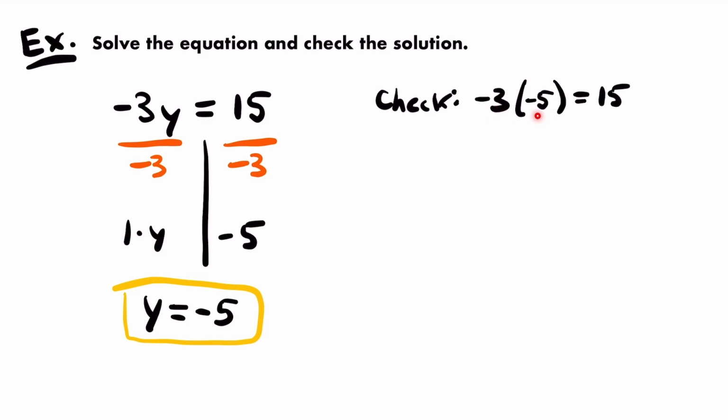And so now 3 times 5 is 15, but take those signs into account. A negative number times a negative number will produce a positive number, and so -3 times -5 is positive 15. We get 15 equals 15, which checks out. That is true, and so y equals -5 is the solution to this equation. Let's take a look at another example.